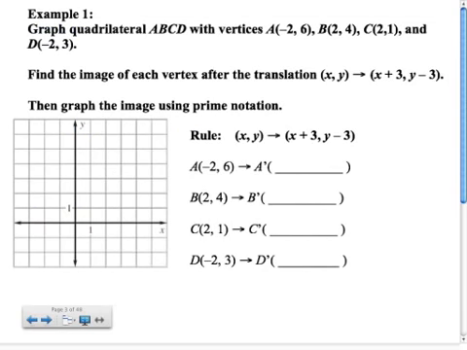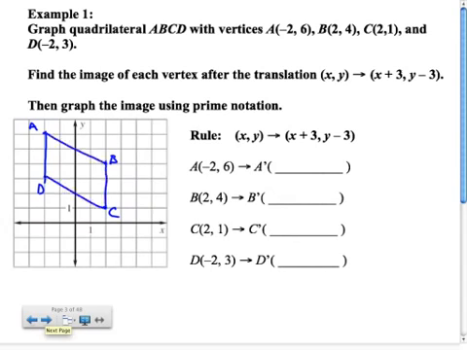All right, so first of all, we have to graph the quadrilateral ABCD with vertices at -2, 6. So -2, 1, 2, 3, 4, 5, 6. So there's point A. Point B is the point 2, 4. So there's B. C is the point 2, 1. There's C. And D is the point -2, 3. All right, so here is our original quadrilateral.